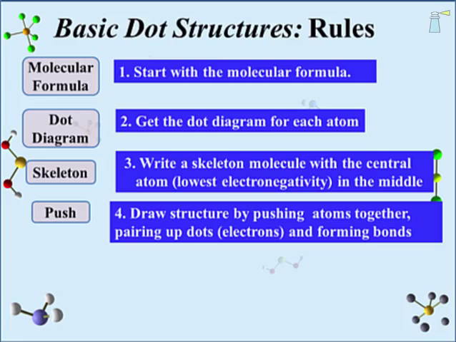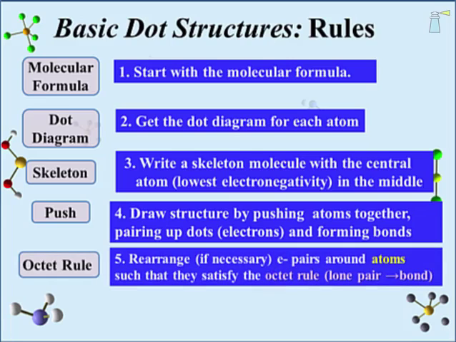From the skeleton, draw the dot structure by pushing the outer atoms into the central atom so that single dots can pair. Remember, covalent bonds are the sharing of electrons, so there needs to be orbital overlap of the 2 atoms involved. There may be additional pushing needed if there are still single valence electrons. They will usually be pushed into bonding positions and yield a double or triple bond. Once the structure has been assembled, it's time to double check that atoms involved in bonding fulfill the octet rule.